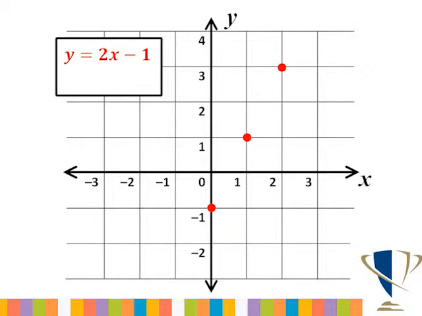Let's extend the domain of this set to any x that is an element of the real numbers. Using the rule, for each x value, we can multiply by 2 and subtract 1 to find the y value. These points will all fall on a straight line that joins the points we have already found.